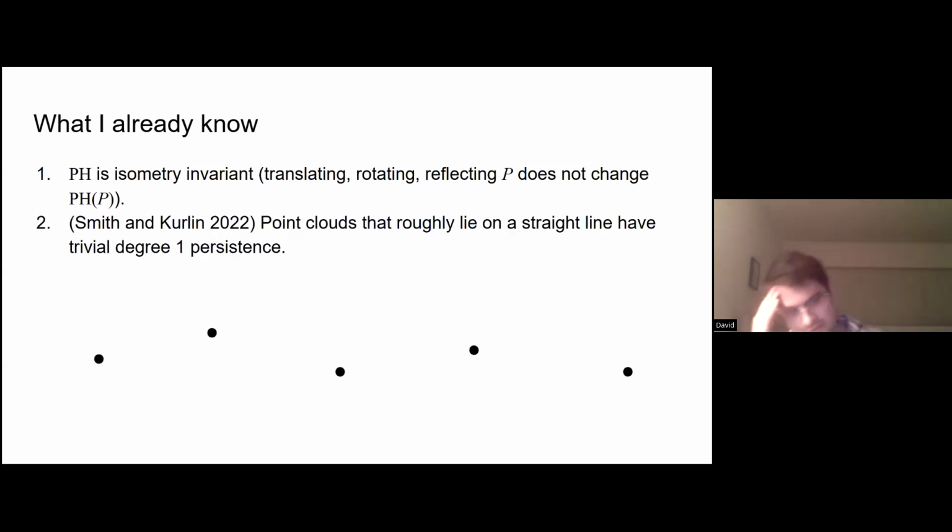The other thing I know comes from this paper by Smith and Kurlin. And really, all they do is they study point clouds that have trivial or identical degree 1 persistence. One thing that they showed is that point clouds that lie roughly on a straight line, in some sense I don't care to make precise in this talk, have to have trivial degree 1 persistence. And they do a little more than this. They attach this point cloud to other point clouds and show that if you do this in certain ways, it won't change the degree 1 persistence.